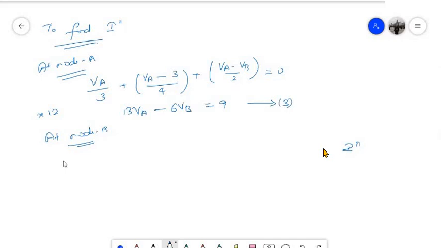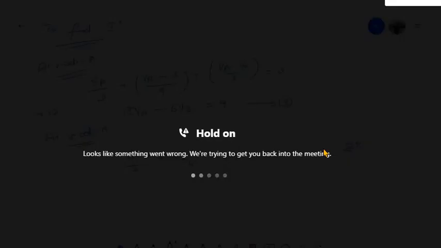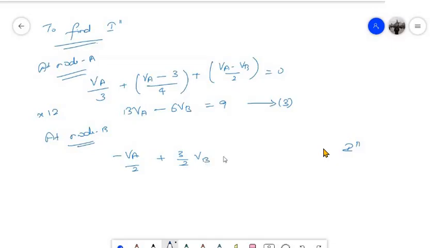And similarly, when you analyze node B, what you will be getting is quite similar to what you got previously. So you will be getting around VA by 2 plus... Let me take you back to the circuit.